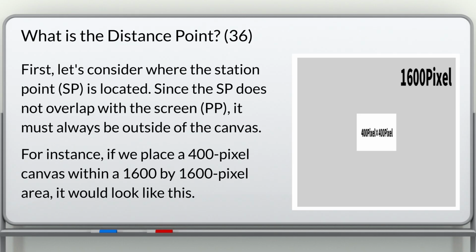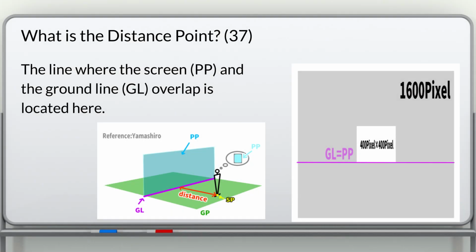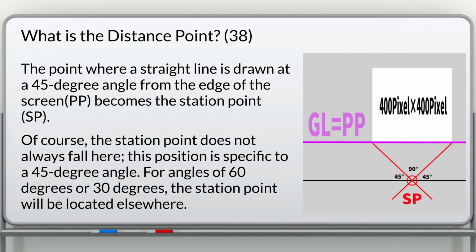For instance, if we place a 400-pixel canvas within a 1600 by 1600 pixel area, it would look like this. The line where the screen and the ground line overlap is located here. The point where a straight line is drawn at a 45-degree angle from the edge of the screen becomes the station point. Of course, the station point does not always fall here. This position is specific to a 45-degree angle. For angles of 60 degrees or 30 degrees, the station point will be located elsewhere.